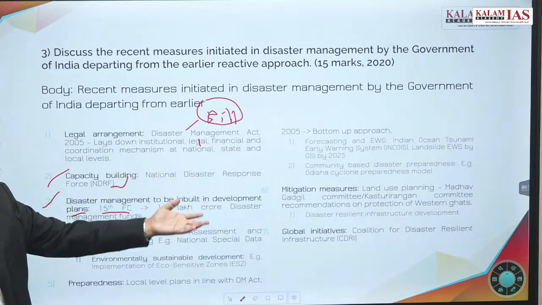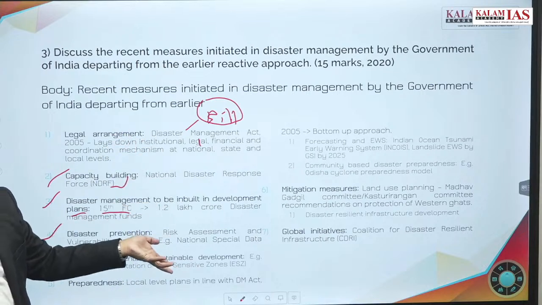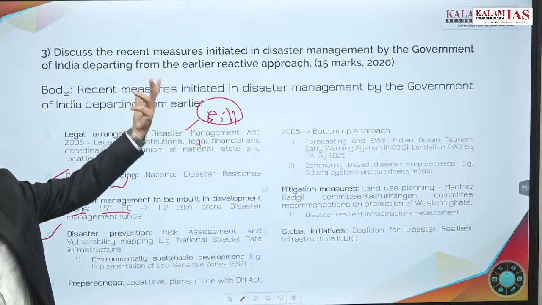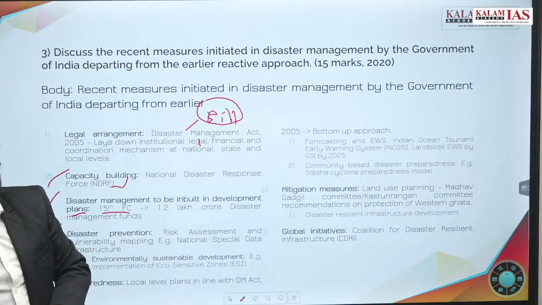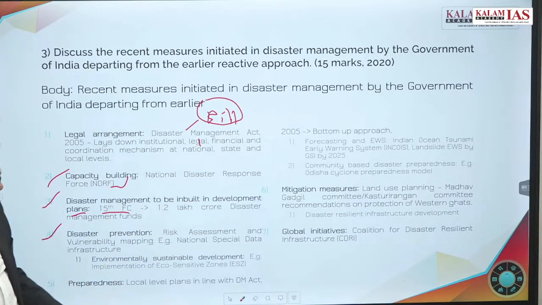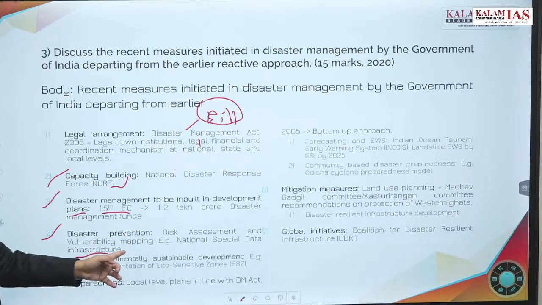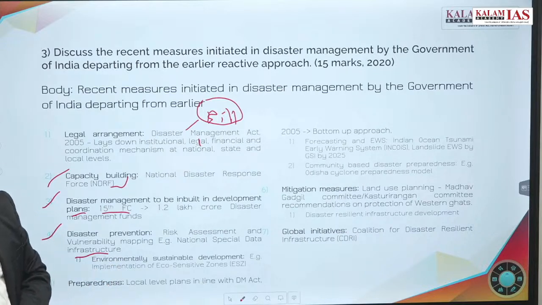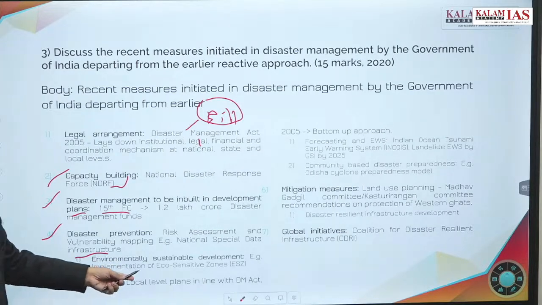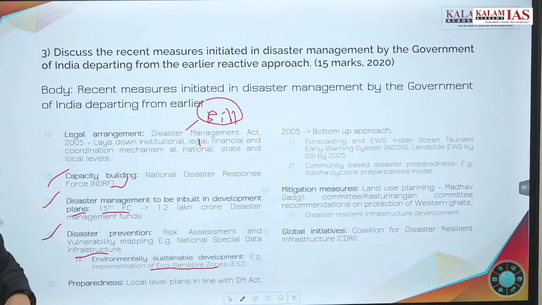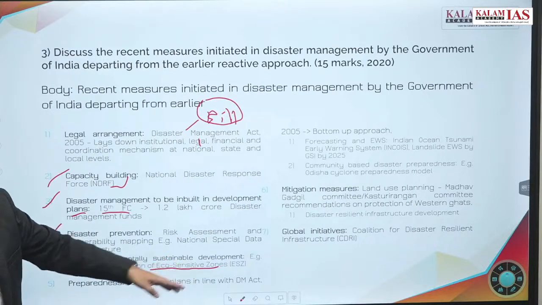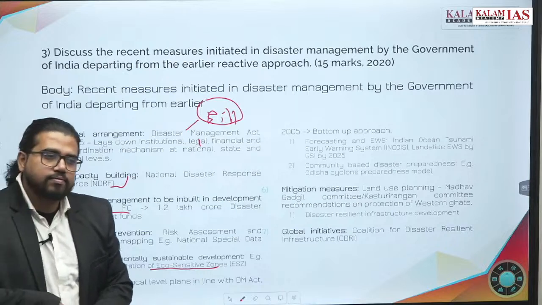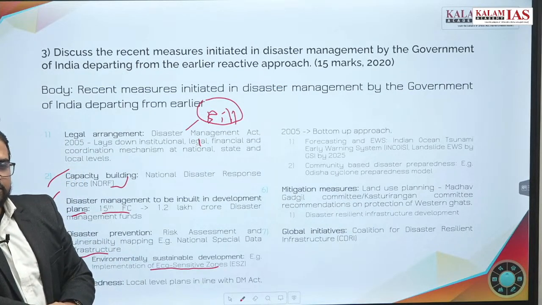Now think on these aspects. Earlier it was only reactive, so the main focus was to develop the search and rescue team and give them training. Now it is going beyond to prevention of disaster. Assessment is being done, and special data infrastructure is being made for the whole country. Eco-sensitive zones, we had discussed it somewhere, and the Western Ghats areas we had discussed. Some recent activities are going on regarding it. A Supreme Court judgment came recently.